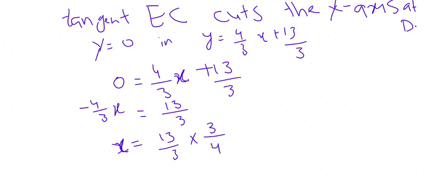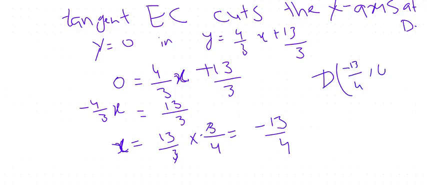So we get the value of x, which is minus 13 by 4. Now the D coordinate: we have minus 13 by 4 and 0. Okay, this is the D coordinate. Now calculate the length of DM.